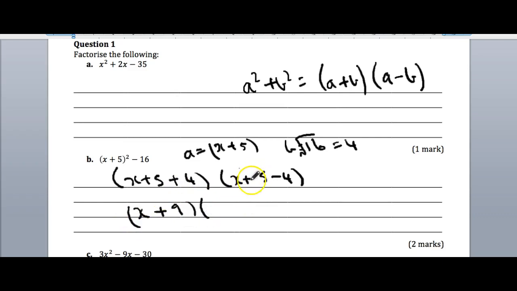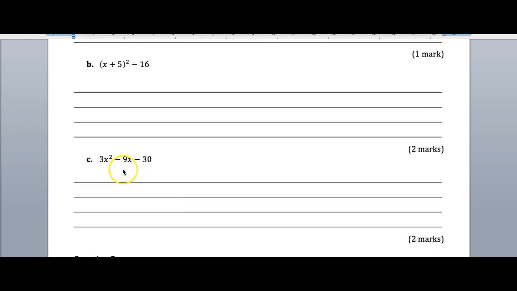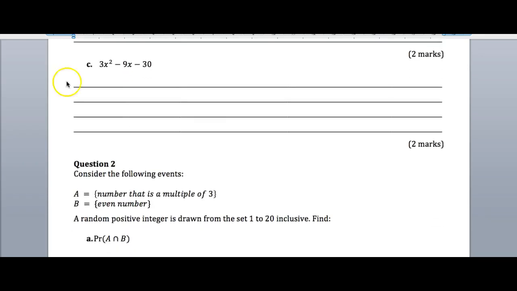And then I have x plus 5 minus 4, which is 1. And if you need to check your answer, but you probably don't have time, you can always expand that, substitute in a number, whatever, if they're equal to each other, then you know you've done it correctly. But that's something you could probably do if you had a bit of time left at the end.